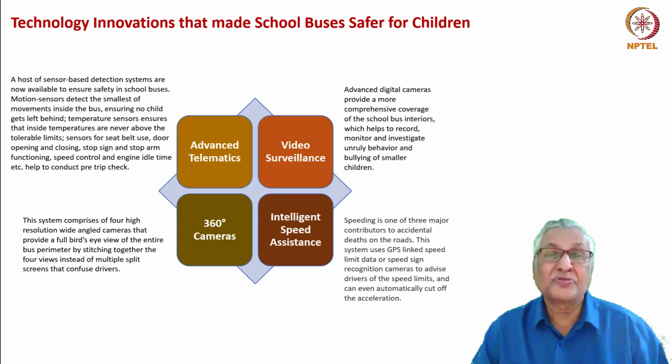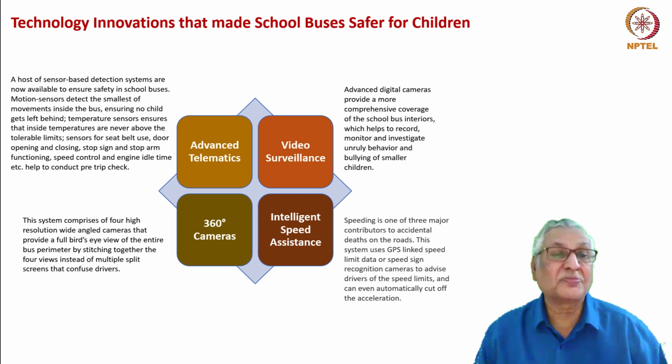Let's take the example of school buses. It's considered one of those products of an automobile industry, particularly the bus industry. However, four things are going to completely differentiate a new school bus of contemporary era: advanced telematics, video surveillance, 360-degree cameras, and intelligent speed assistance are going to make school buses safer for children.